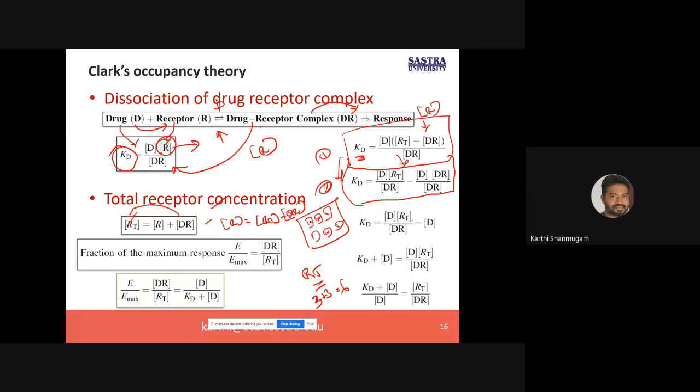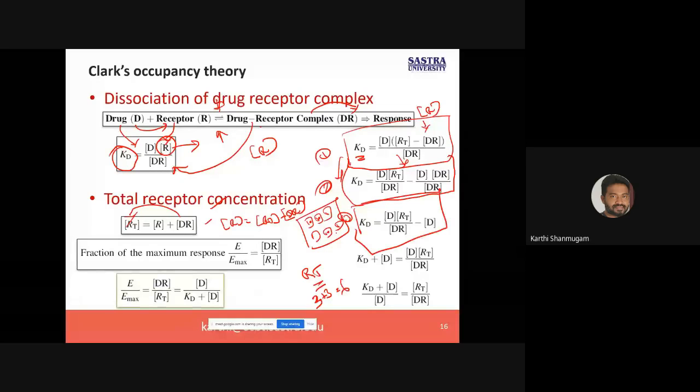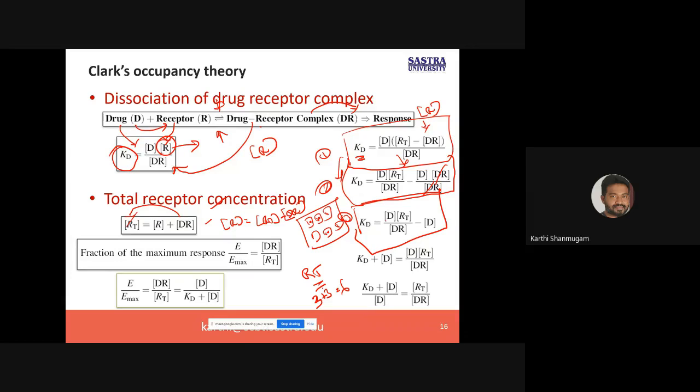From this we can derive the third expression, again just rearrangement and cancellation. Is it understandable? So dr is cancelled here and we get minus d. We can rearrange this again by bringing this d to the left hand side. So Kd plus d is equal to d, the concentration of the drug, times RT by dr. Is this expression understandable? Fourth.